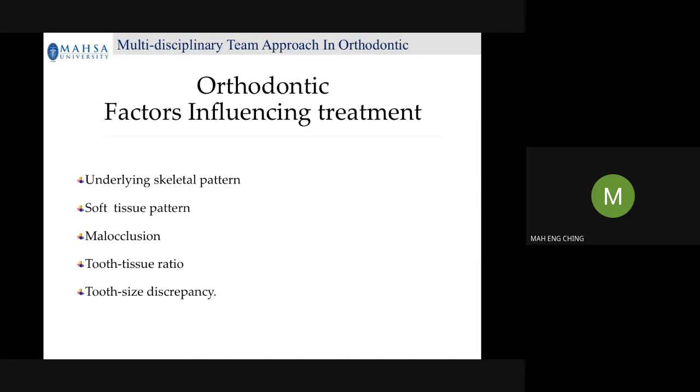Tooth size discrepancy. Tooth size discrepancy just means the size of the teeth in general. So you measure the size of the upper teeth, and they have to match the lower teeth as well. When the upper teeth are too small and the lower teeth are too big, then you have a tooth size discrepancy. Same thing if the upper is too big and the lower is too small. If the tooth size discrepancy is too huge, then sometimes you have to modify the shape and the size of the teeth.